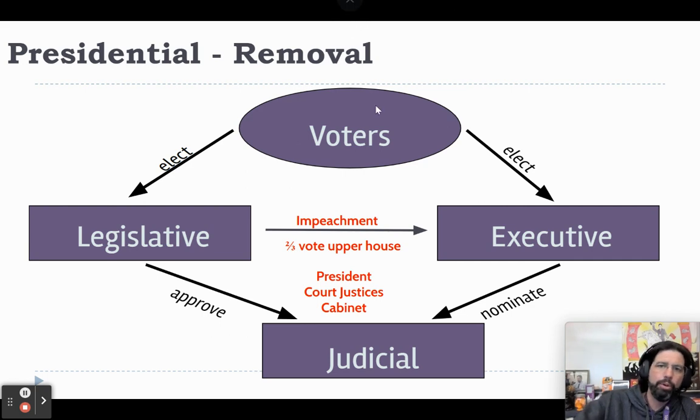Okay, so we have our voters in independent elections elect the executive and legislative. Of course, the cabinet and the courts are nominated by the executive and approved by the legislative. You have checks, which of course means you can refuse to approve those nominees. You have veto overrides to pass bills. And of course, you have removing the president from power through the process of impeachment.